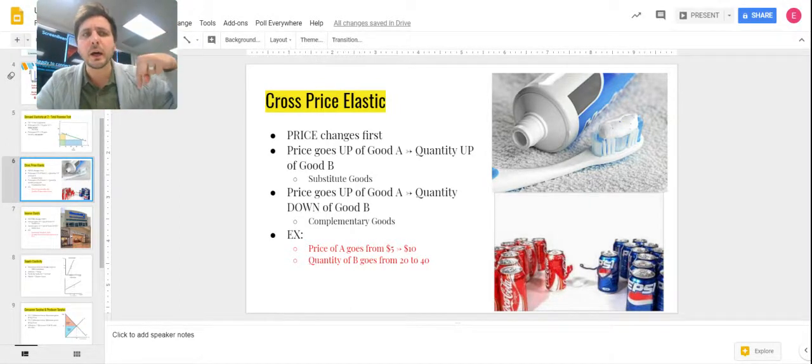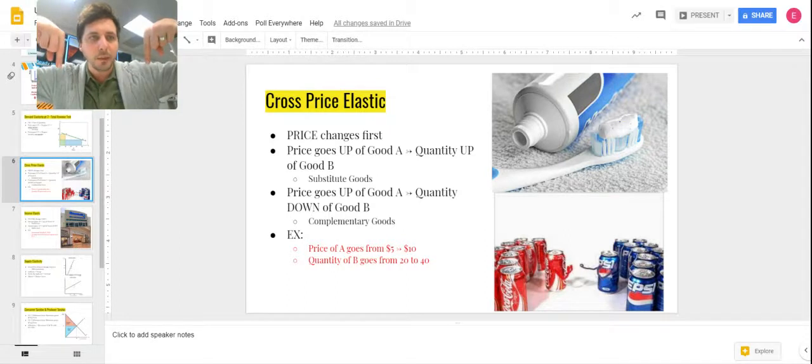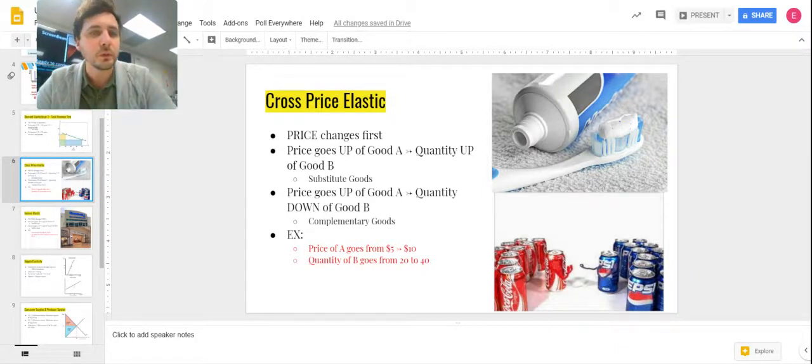And vice versa. If the price of Pepsi goes down, what are you going to do to the amount of Pepsi you buy? Well, law of demand, we're going to increase the quantity demanded of Pepsi. So I buy more Pepsi because the price fell. What happens to the amount of Coke I demand? Well, that's going to fall. So the price fell for Pepsi, so the quantity of Coca-Cola I buy falls as well, right? So those are substitute goods. If they're moving in the same direction, they're substitute goods.